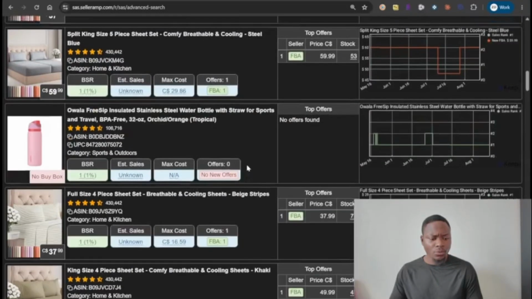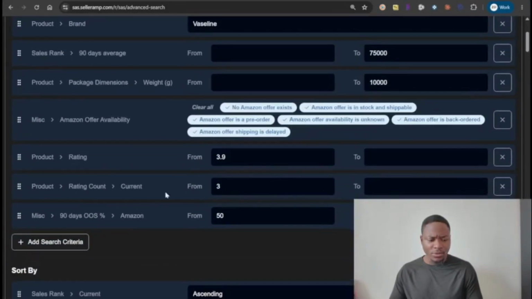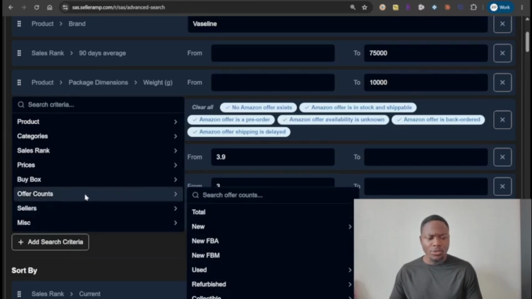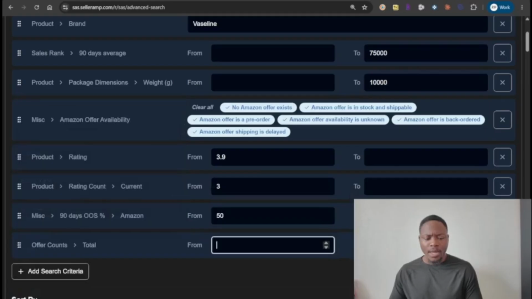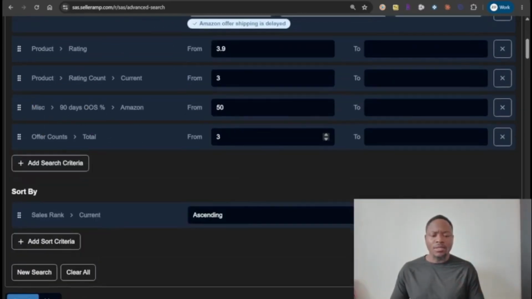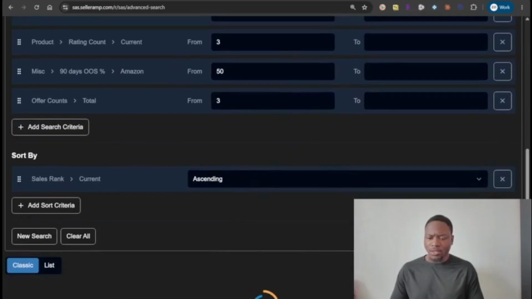And then from there, we're not able to find any product in this category. But let me actually add in another criteria in here where we're going to put in the amount of sellers, right? So we're going to go into offer count, and then we're going to go into total, and we're actually going to put in 3 because we want to make sure that there are current sellers on the listing. So if there's at least 3, there's less chance of this product having things like intellectual property complaints or other things that wouldn't allow you to sell the product. So this is why I'm keeping it at 3. And then let's do the search again and see what we can find.